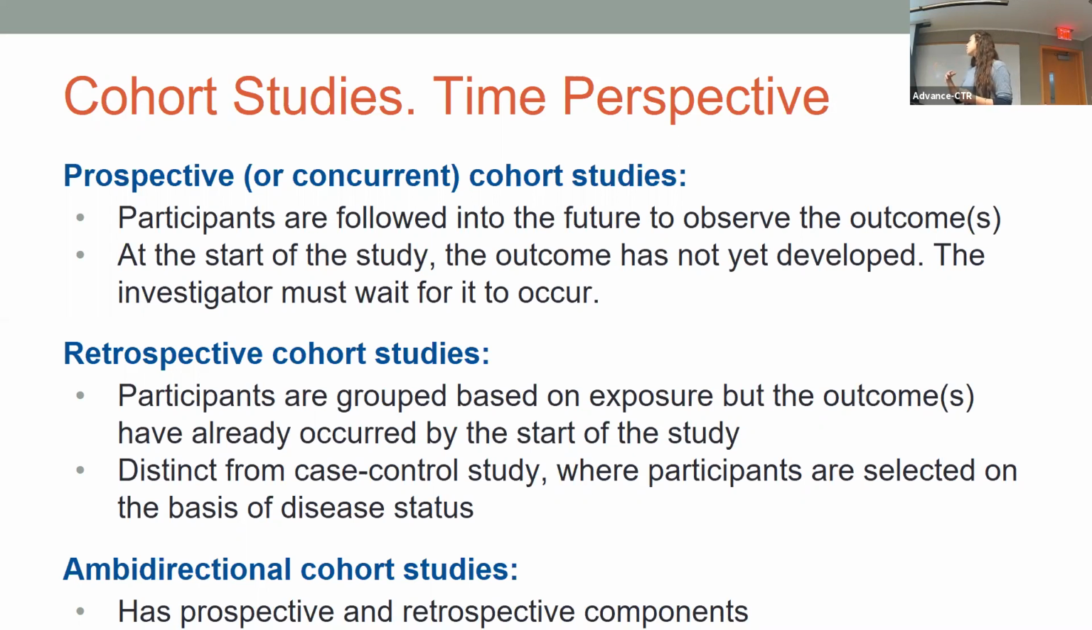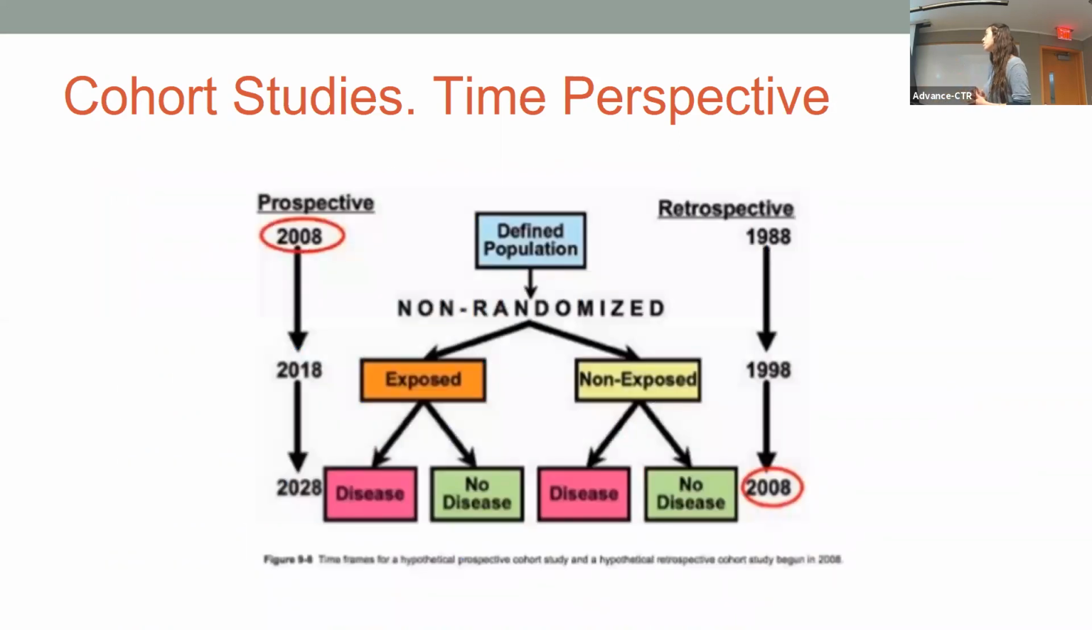For some study designs and in some study questions, we might actually instead be interested in an ambidirectional cohort study, which basically combines some elements of prospective and retrospective cohort studies, and it allows us to study both short-term and long-term outcomes. So I think these images will clarify some things.